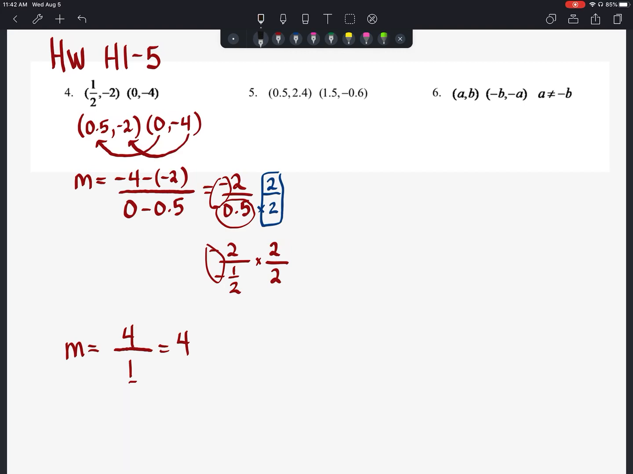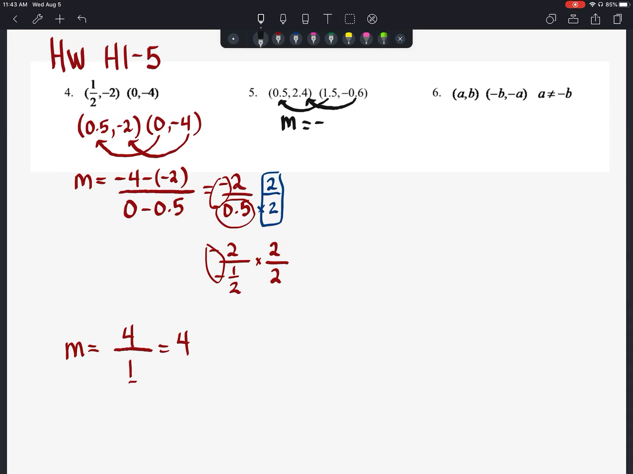Number 5 says we have the point 0.5, 2.4, and we have 1.5, -0.6. So when we look at these, they all have a number in the tenths place. One thing we could do is let's just set it up first. We're going to have -0.6 minus 2.4 and a 1.5 minus a 0.5. Or maybe you wanted to do 2.4 minus a -0.6 and then do 0.5 minus 1.5 going the other direction. That's fine too, just as long as you're consistent.